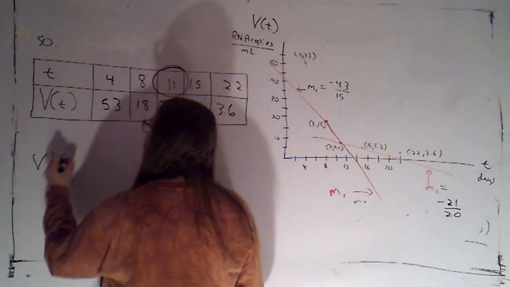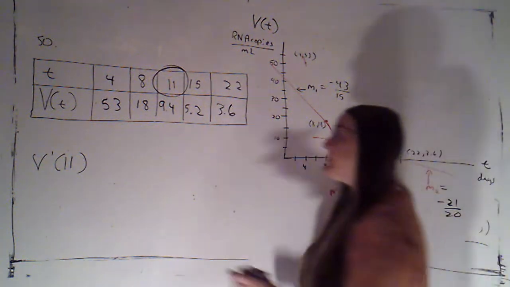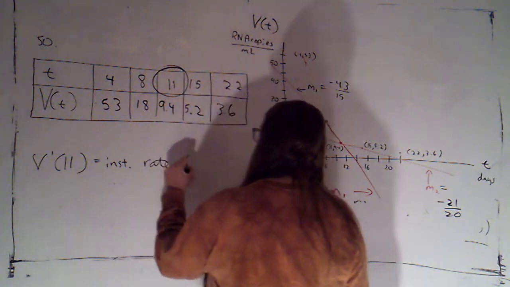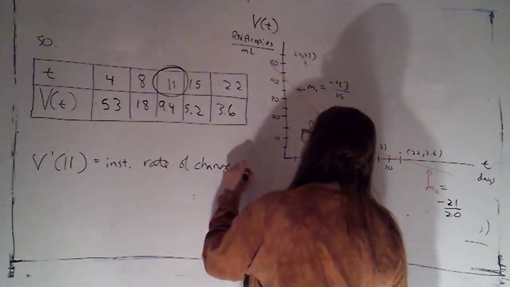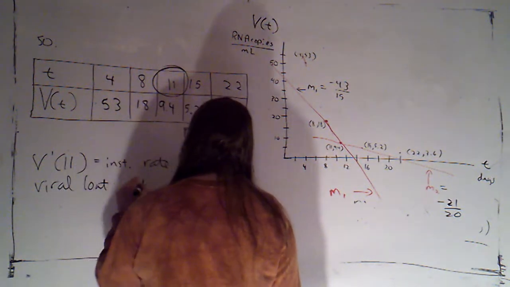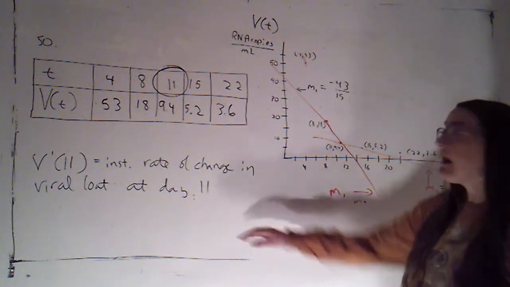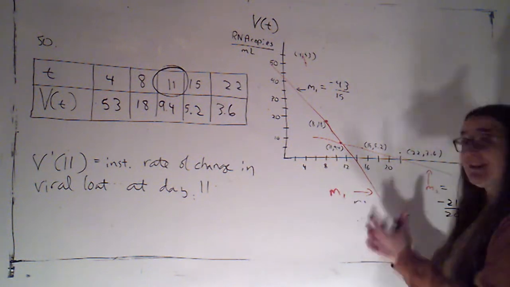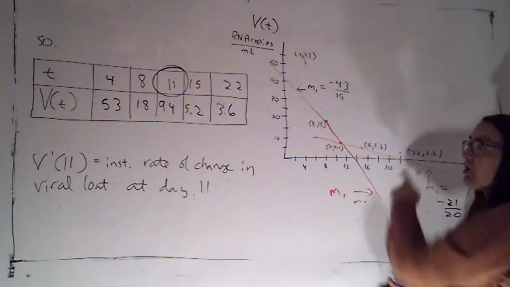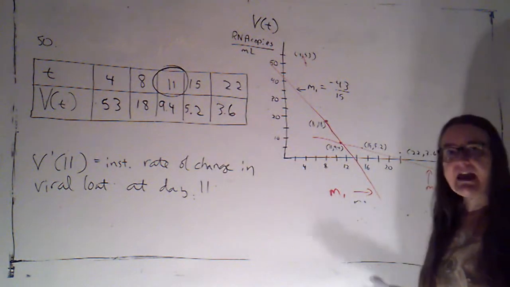If I wanted to estimate an instantaneous rate of change, I can only estimate that. But let's say I wanted to estimate V prime at 11. That would be the instantaneous rate of change in the viral load at day 11. Okay, now I can't calculate that exactly because that's going to be the slope of the tangent line, and I don't have the entire curve. I just have these 5 points that are on it. But I could estimate it.